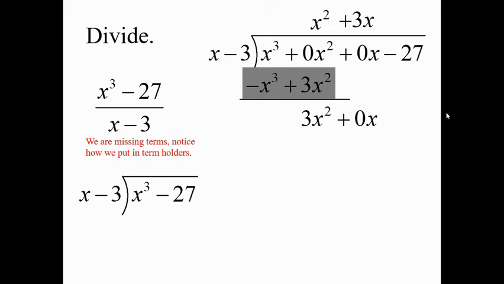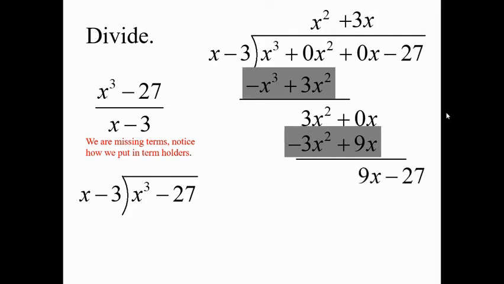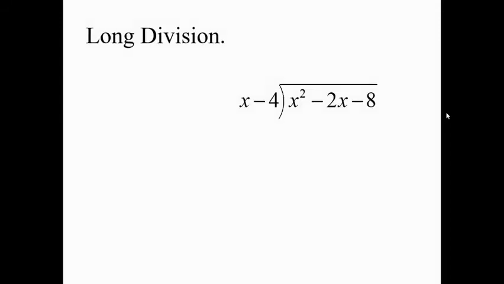So again, we'll multiply the 3x by x minus 3, and this time we'll get 3x squared minus 9x. Change our signs, add. Now we have 9x, and we bring down the minus 27. How many times does x go into 9x? Well, it goes into 9x just 9 times, right? So then we take the 9, and we have to multiply it by x minus 3. So we get 9x minus 27, change our signs, add them, and again, we have a 0 remainder.